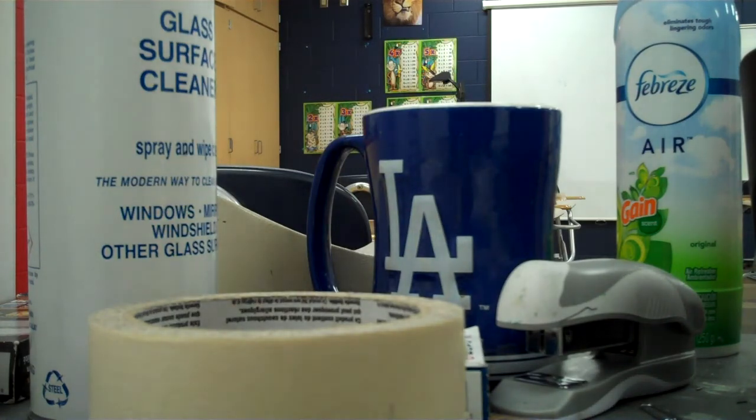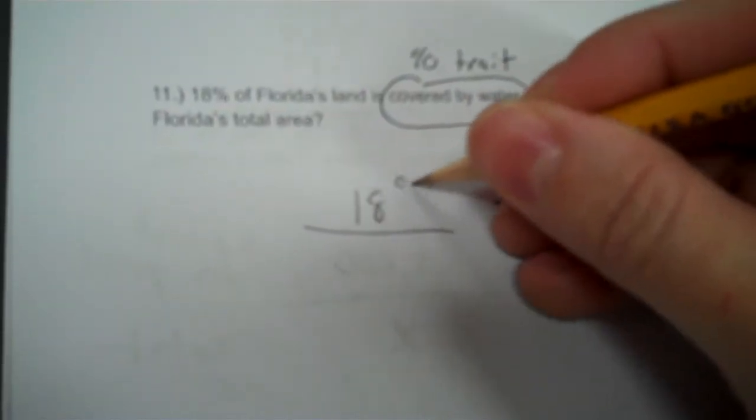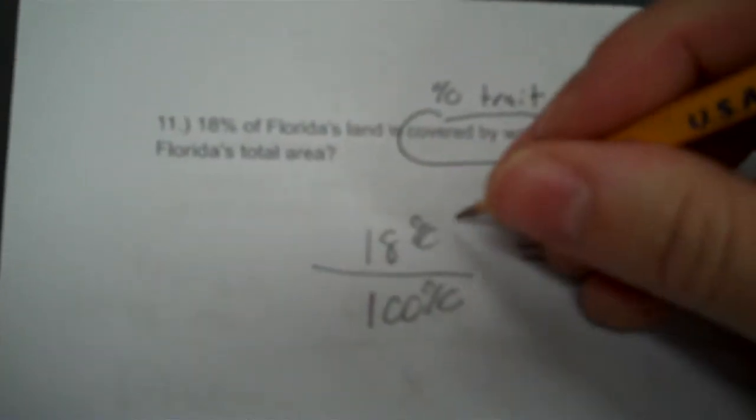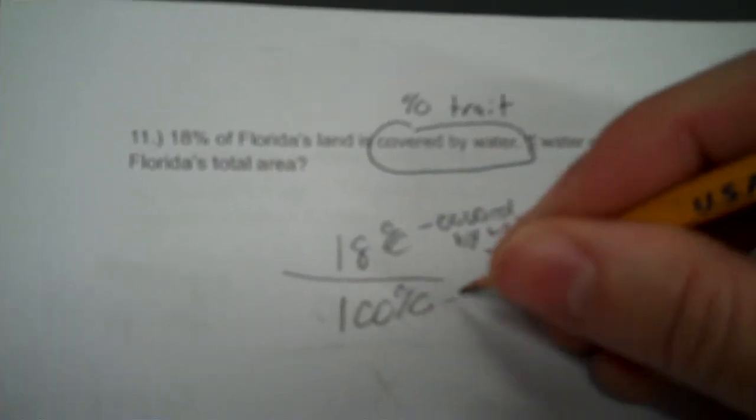Okay, number 11. 18% of Florida's land is covered by water. If water covers 11,800 square miles, what's Florida's total area? So again, a percent, so you put 18% to 100%. And those have labels. It's covered by water. And 100's always your total.